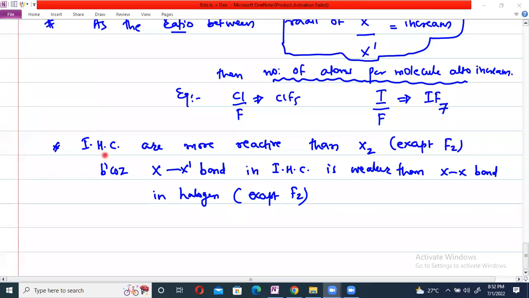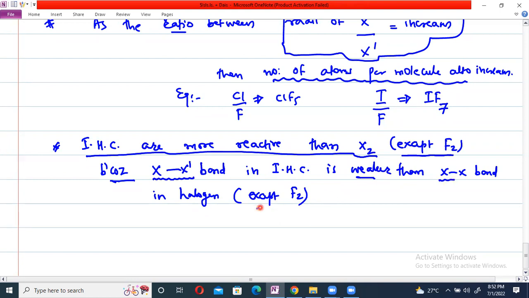Now see, here again I will tell you, interhalogen compounds are more reactive than halogens except fluorine, because the X X' bond in interhalogen is weaker than the X X bond in halogen, except for whom? Except for the fluorine, right?